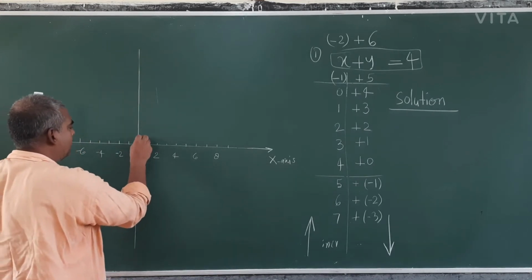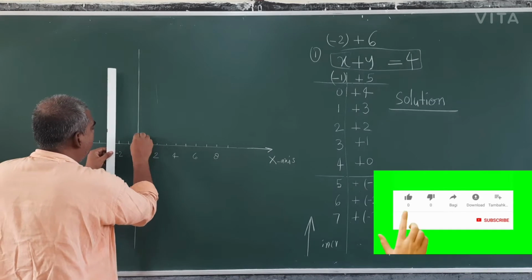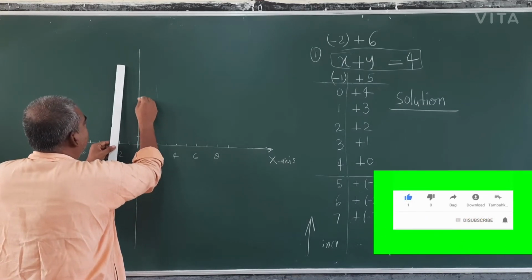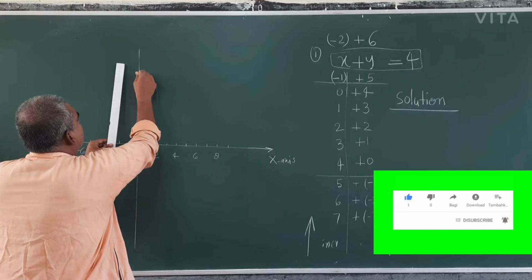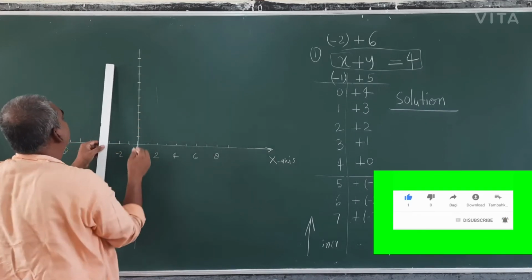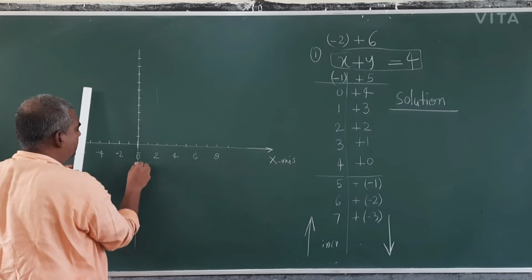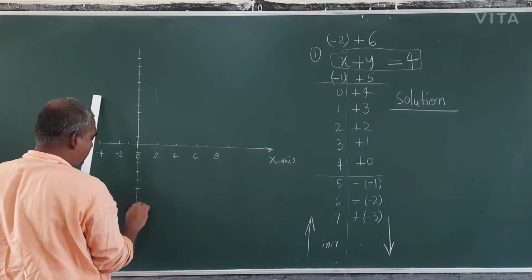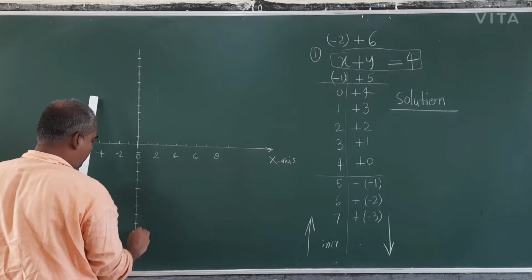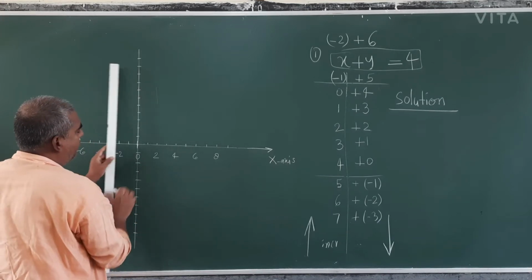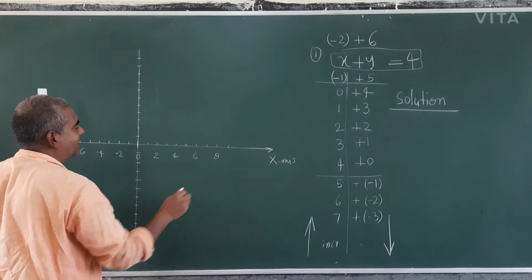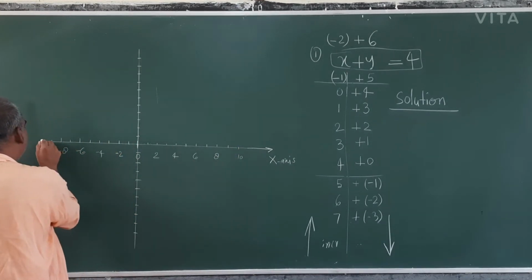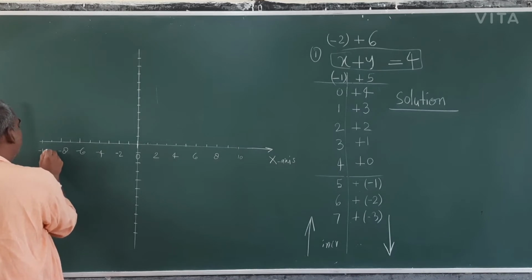Origin, this is origin. So here 1, 2, 3, 4, 5, 6, 10. 1, 2, 3, 4, 5, 6, 7, 9, 10. The equal spacing is very important. So that's why you have an already made graph.